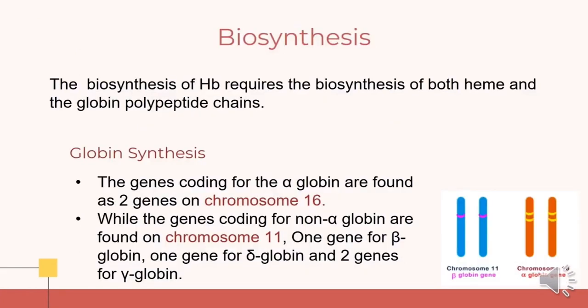Now, the biosynthesis of hemoglobin. It requires the biosynthesis of both heme and the globin polypeptide chains. For globin synthesis, the genes coding for the alpha globin are found as two genes on chromosome 16, while the genes coding for the non-alpha globin are found on chromosome 11. One gene for the beta globin, one gene for the delta globin, and two genes encode for the gamma globin chain.